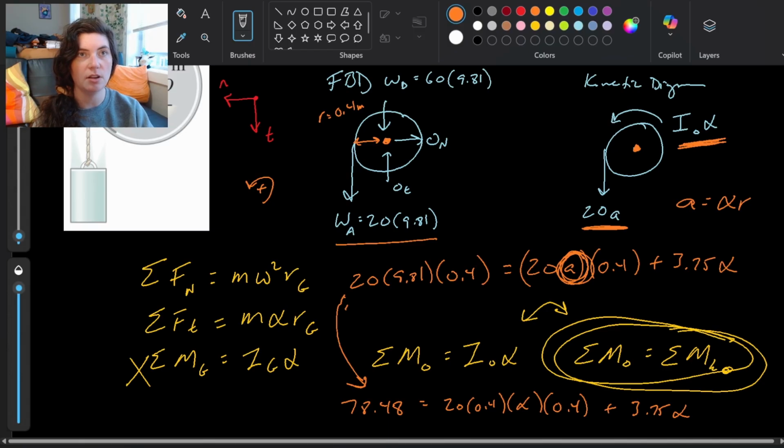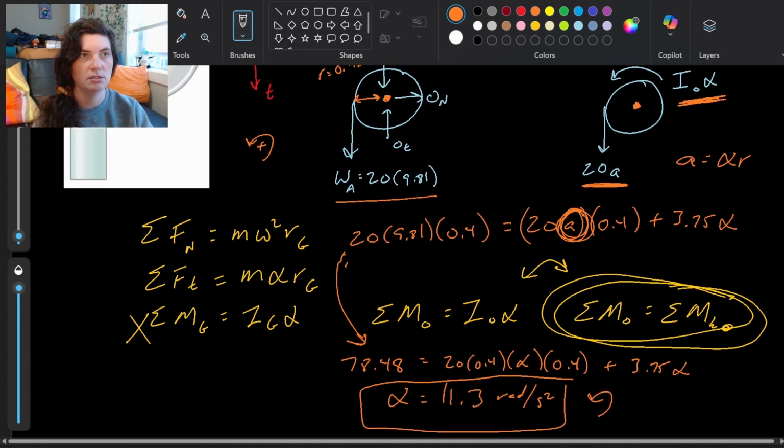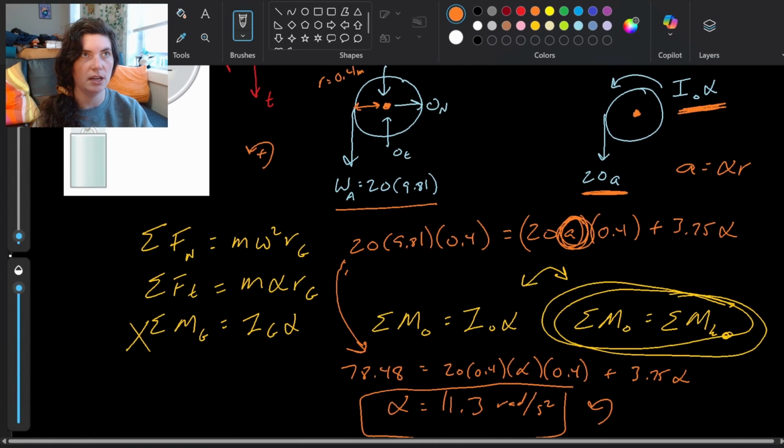So from here, I can solve for my alpha value, and when I punch all that into my calculator, I get that the angular acceleration is 11.3 radians per second squared, and that all came out positive. So it is counterclockwise there. And that's it. I actually didn't need to use those force equations at all, right?